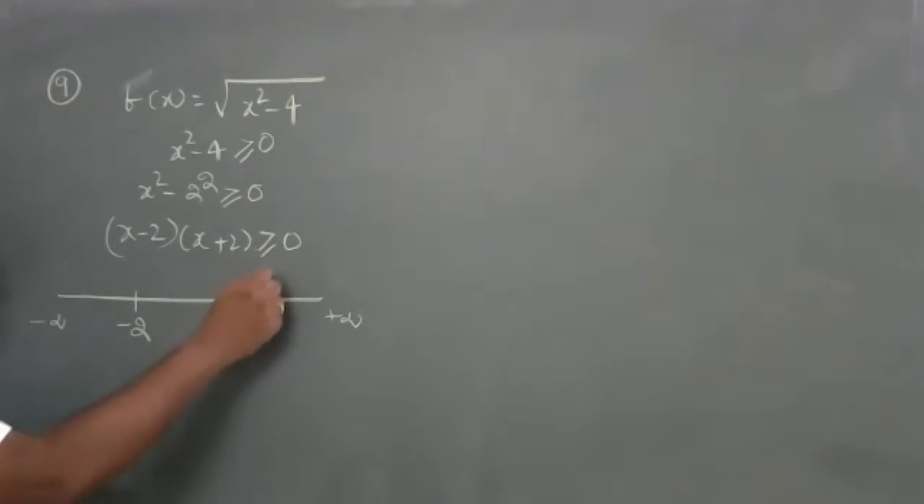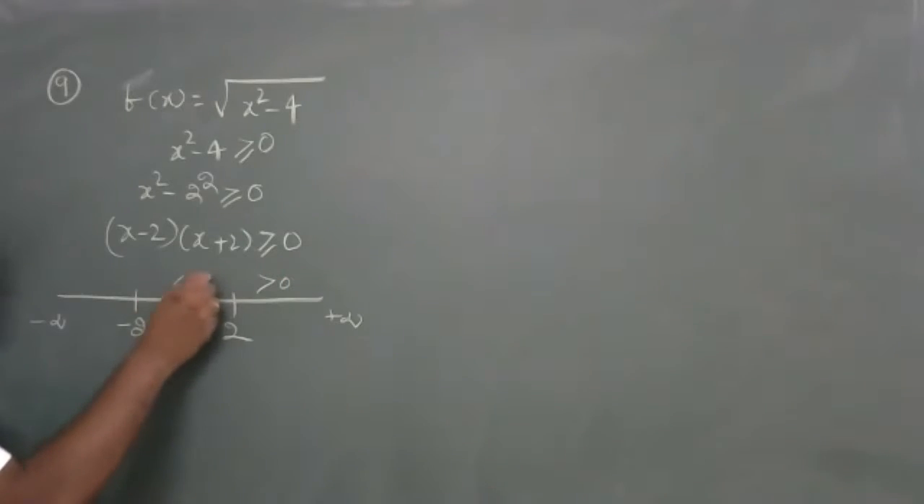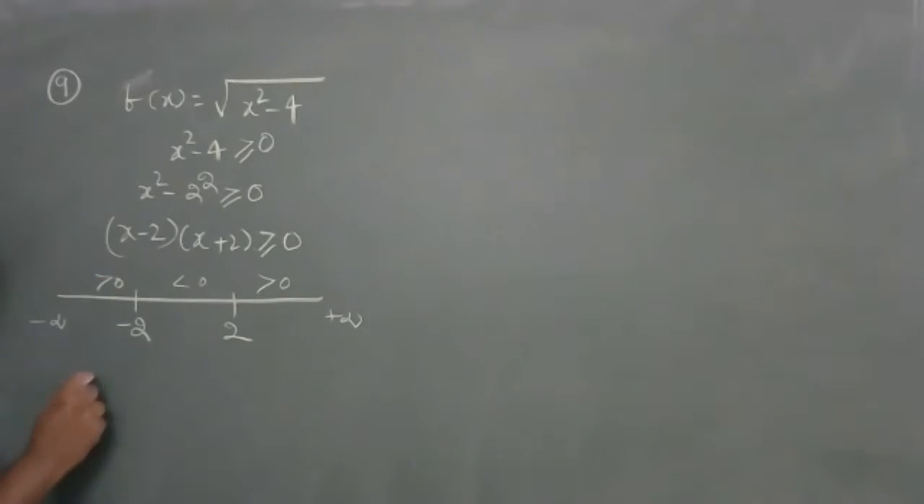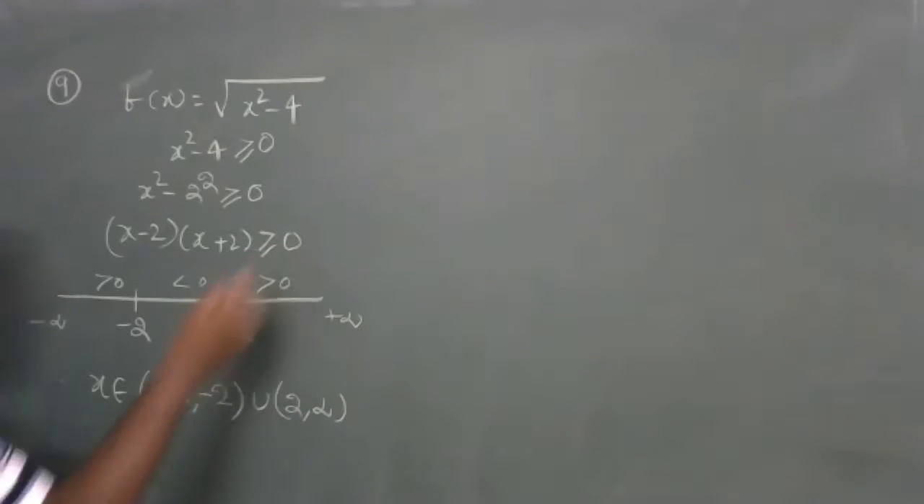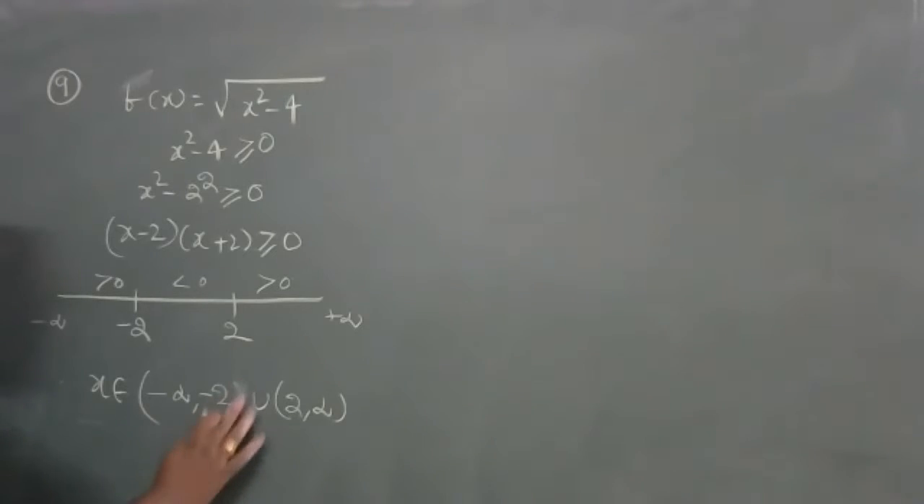And you know that here it is greater than 0, less than 0, greater than 0. Therefore, x belongs to minus infinity comma minus 2 union 2 to infinity. But we have greater than or equal to 0, so we will include minus 2 and 2. This is the domain of this particular problem, the ninth problem.